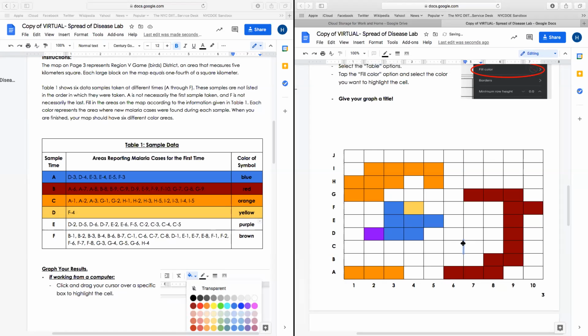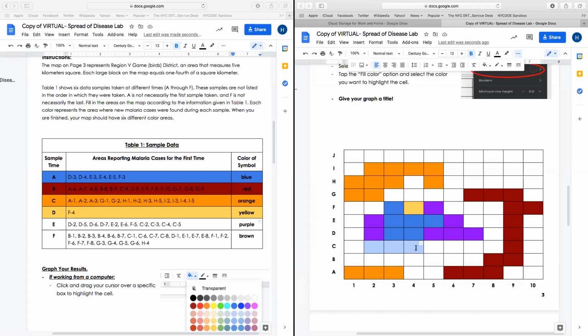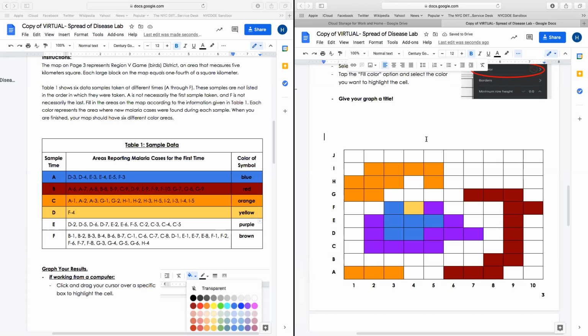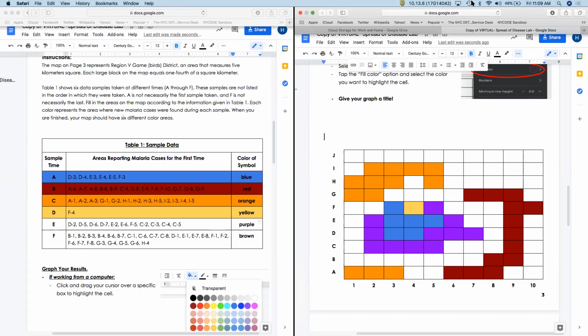I'm going to color it in purple. D5, D6, and D7 are going to be purple as well. All right, E2 and E6. F5. And then we've got a long string of numbers here. We've got C2, C3, C4, and C5 are all going to be purple as well. That'll be important later.